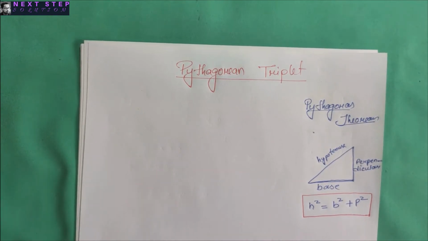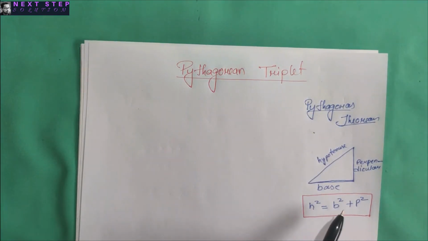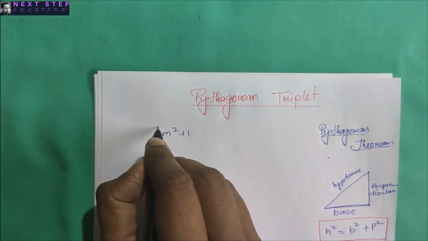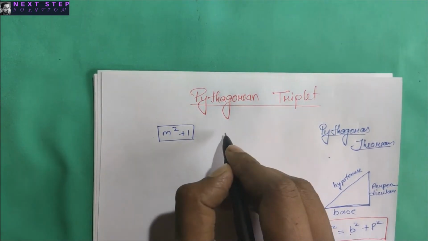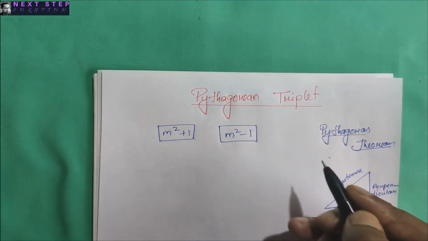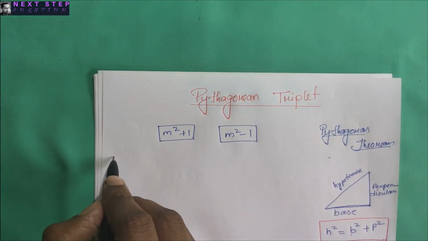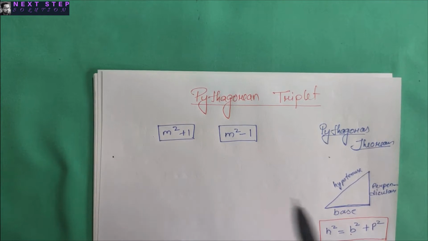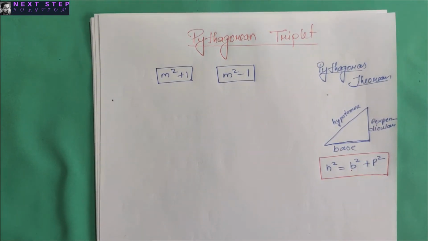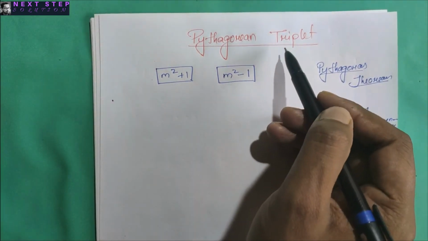Now, how to find the Pythagorean triplet? That means if any of the numbers is given, the other two numbers of that triplet can be calculated using the formula: m square plus 1 will be one of the numbers, and m square minus 1 will be the other number. Now, suppose the question given here is to find the Pythagorean triplet. One number will be given out of these three, and we need to find the other two numbers which will make the triplet.